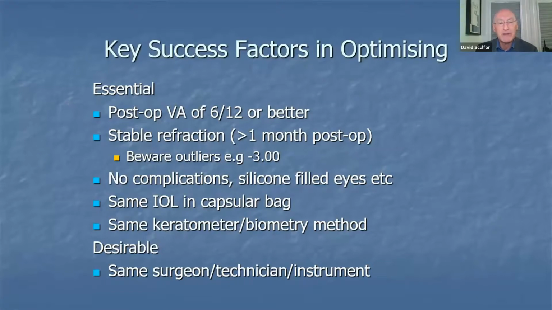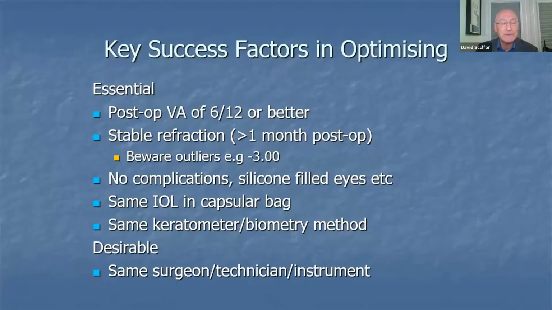And if you've got some outliers, so somebody comes out -3, an error has been made somewhere, that data should be excluded. You don't want to include eyes that have had complications. You definitely don't want silicone-filled eyes. You of course want to do this calculation for the same IOL in the capsular bag. If you mix your IOLs in the results, then of course you'll be getting a hopeless average.